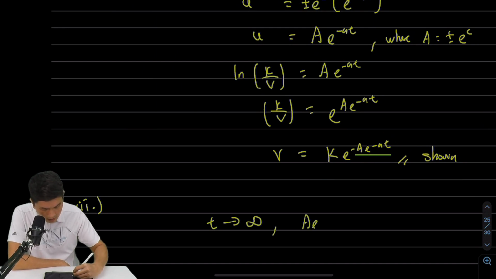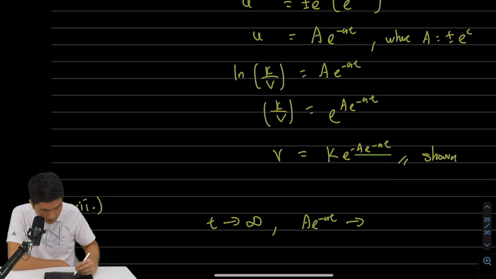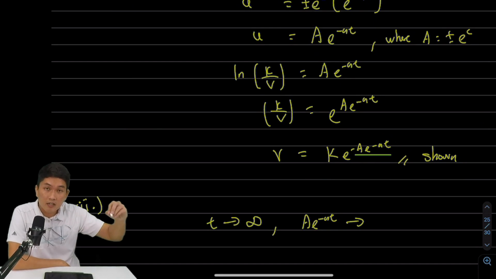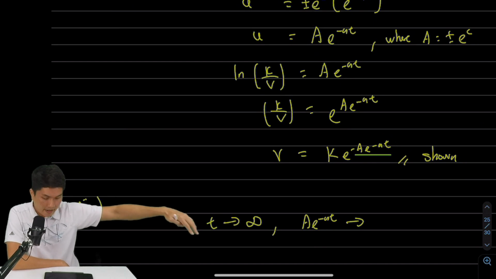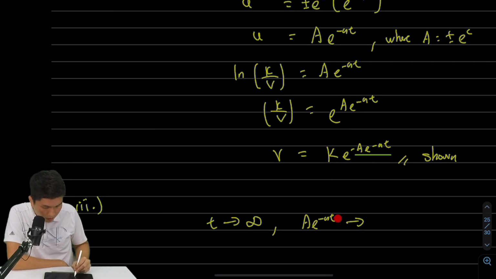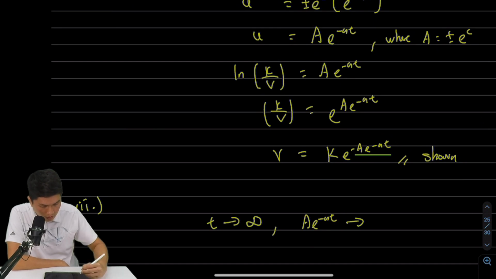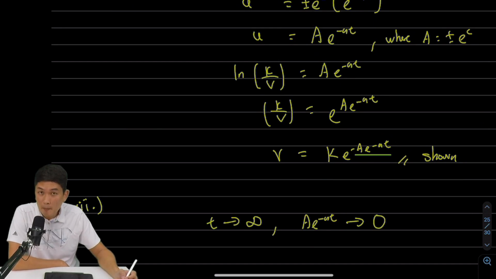Then I can say that this thing is going to approach... So this actually is your negative exponential graph, because I know a is a positive constant. So this is a graph of decay. Remember your exponential graph of decay? It means that as time approaches infinity, this thing is going to approach 0, right? So the whole thing will approach 0.